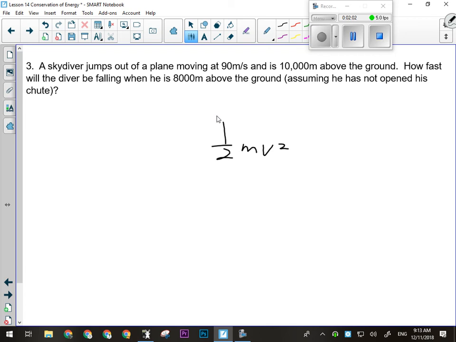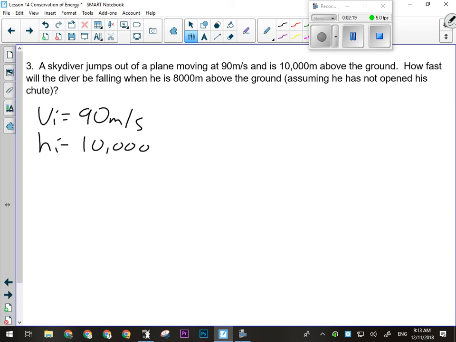All right, so if we are solving this one, we have a skydiver who jumps out of the plane moving at 90 meters per second, so that'll be v initial. Their initial height is 10,000 meters, and we want to find out how fast they're going when they are 8,000 meters above ground level. So we'll start it out, E initial equals E final.